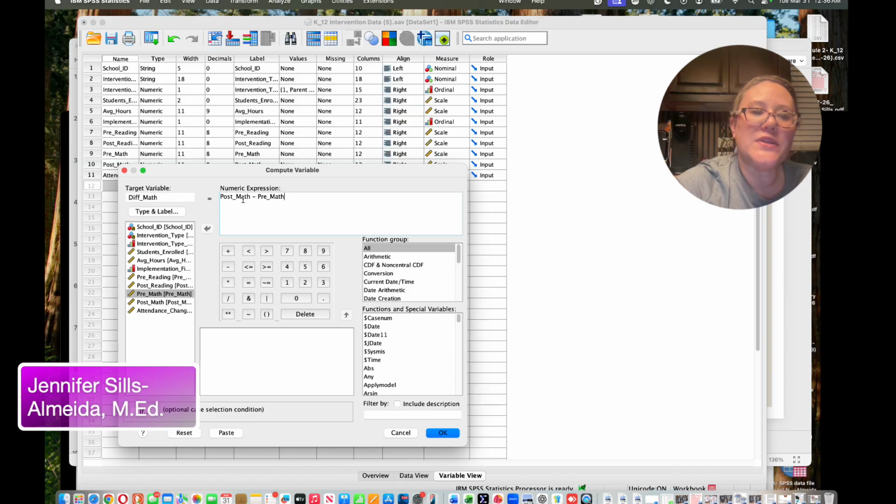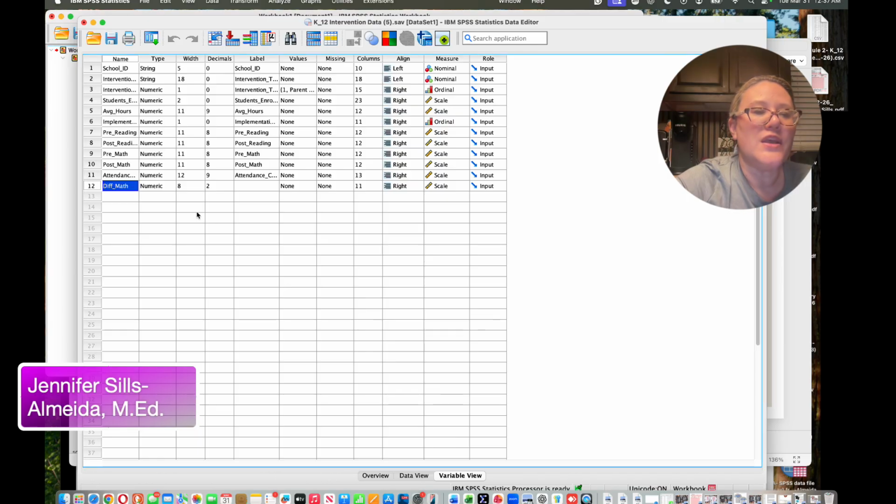So we're going to compare the difference between what it was like after the intervention. What were the scores of the post-math and pre-math? So how did the scores change after the intervention? And then the intervention stayed the same. We hit OK. Now you see right here we have that 12th variable there, and what we're going to do is name it under the label. So we'll put diff math.